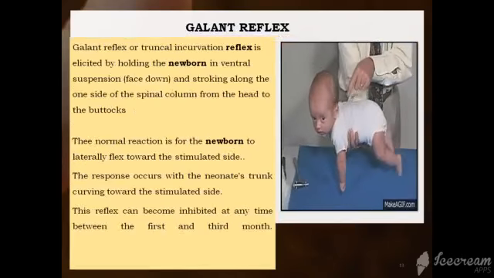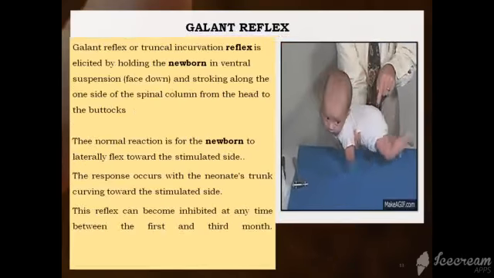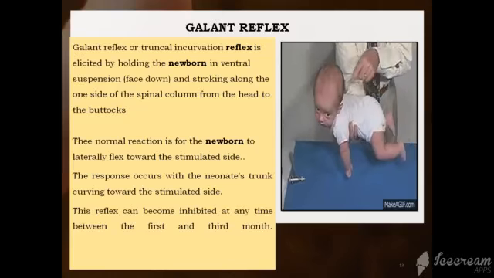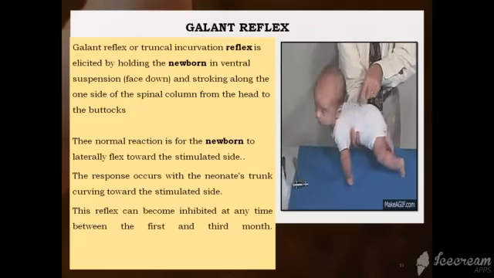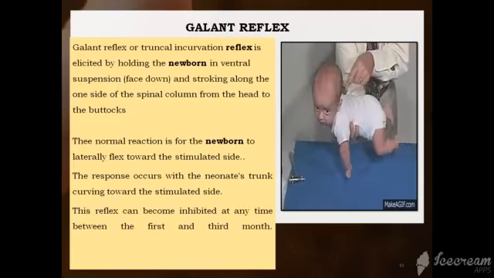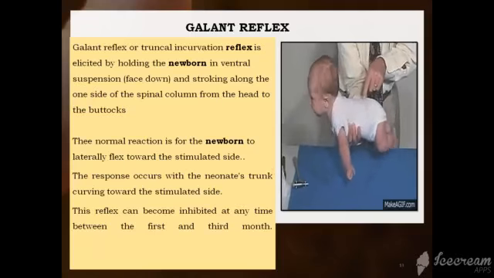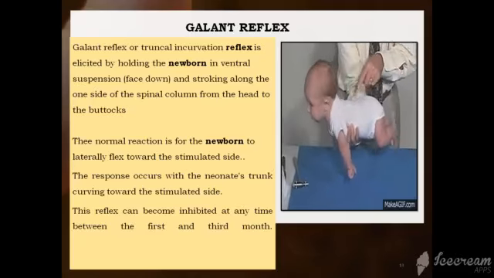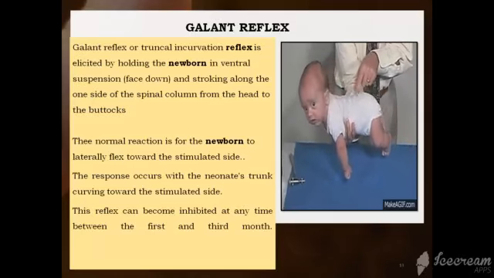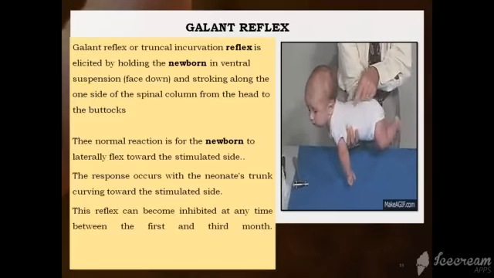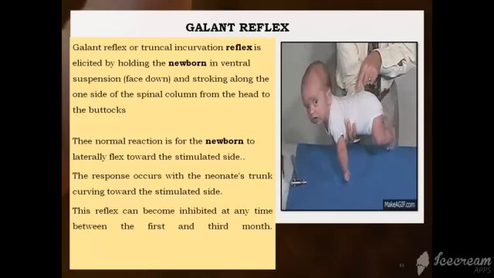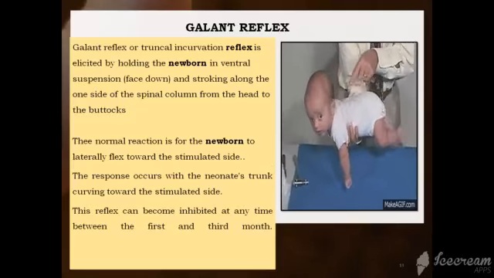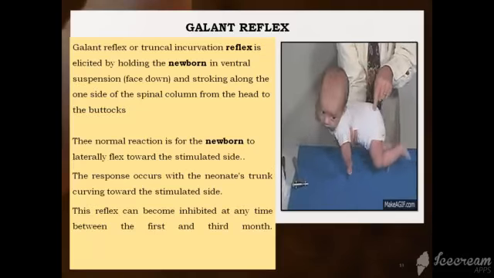The next important reflex is the Galant reflex. This Galant reflex is elicited by holding the newborn in ventral suspension and stroking along one side of the spinal column from the head to the buttocks. As you can see in the video, the neonate is in a ventral suspension position, face down, and the examiner strokes along one side of the spinal column. The normal reaction is for the newborn to laterally flex towards the stimulated side. The response occurs with the neonate's trunk curving towards the stimulated side, and this reflex can become inhibited at any time between the first and the third months.